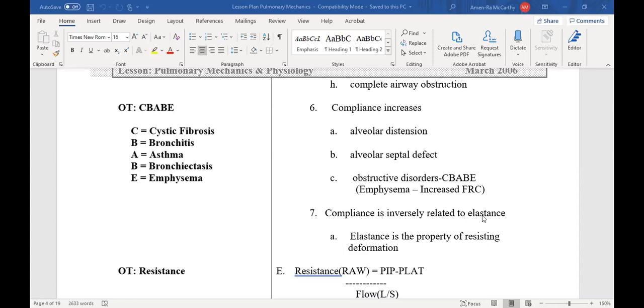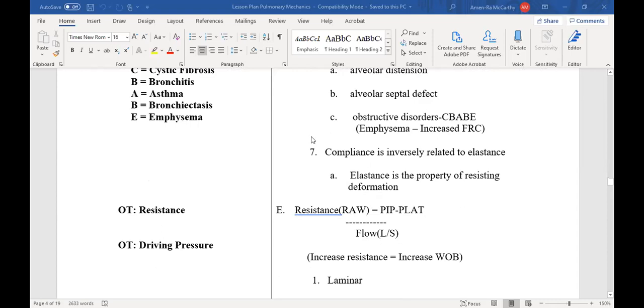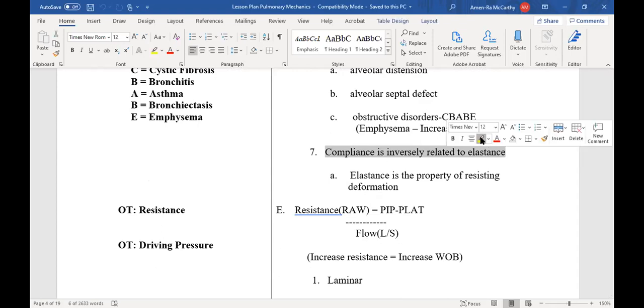Okay, so make sure y'all understand, because we put it on the board, make sure you totally understand the relationship between compliance, FRC, COPD, and elastance. Make sure you understand that relationship. Okay? Elastance is simply the property of resisting deformation, right? And that's fancy words for saying how strong is the band, right? How strong is the elasticity. Okay? That's very important. Compliance is inversely related to elastance.